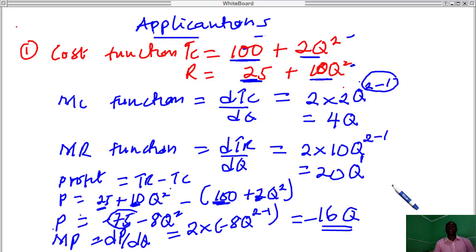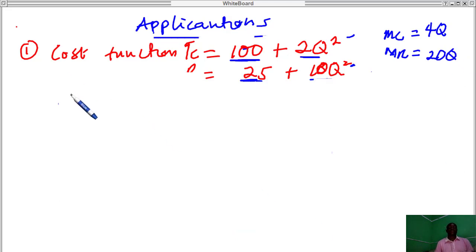So let's look at how the firm will maximize its profit. We will look at that one. But let's put this one here so that when we come back, we will know what we got. The marginal revenue was 20Q. Good.